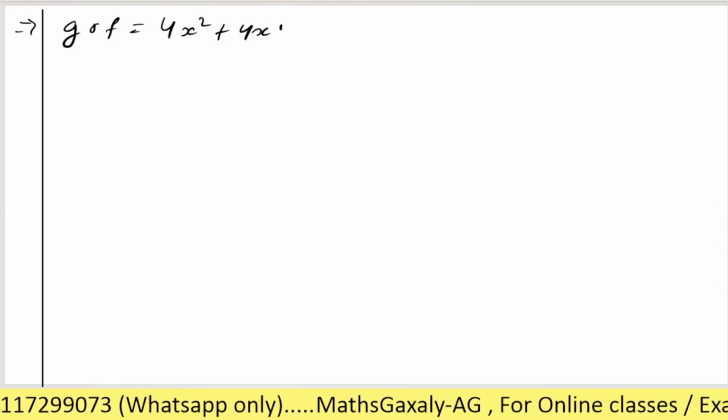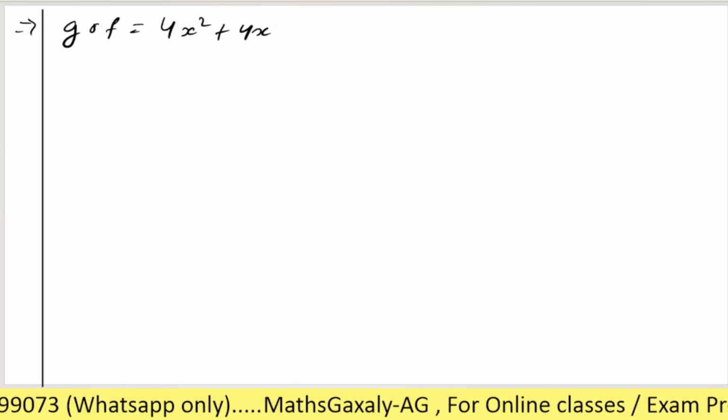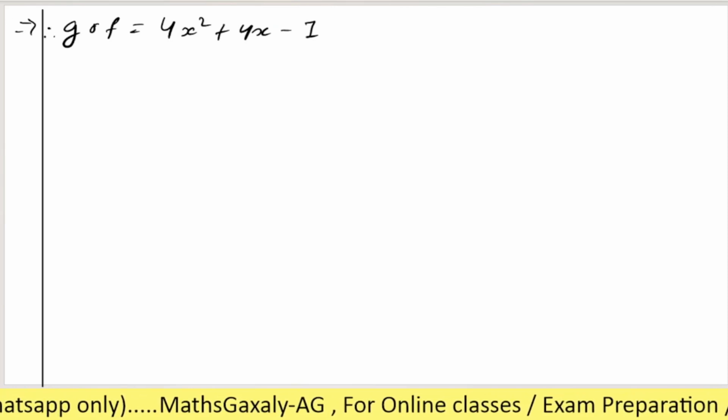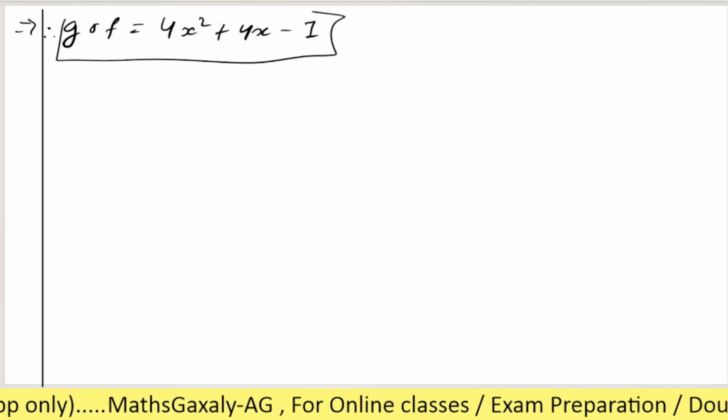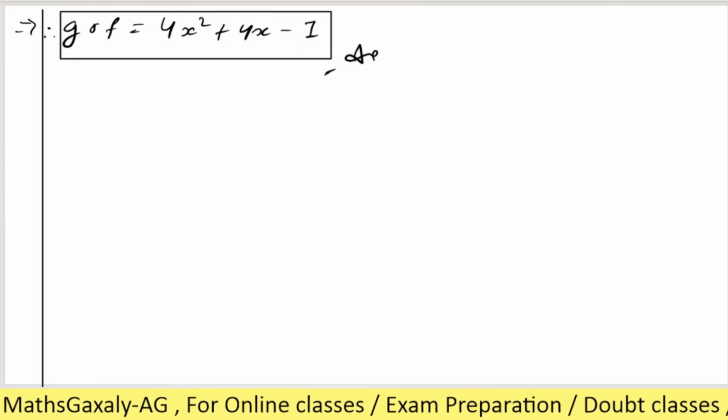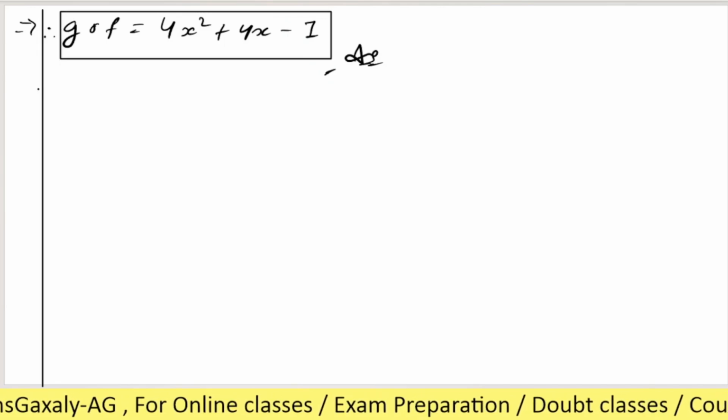When you solve it, you will get gof equal to 4x square plus 4x minus 1. It will be minus 1. So here we will write therefore gof equal to 4x square plus 4x minus 1, and this will be our answer for the first one.